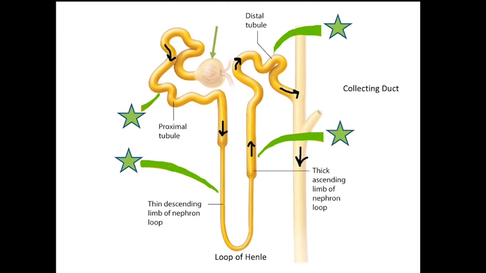As the filtrate is going through the renal tubule, as mentioned earlier, it is being changed into what will ultimately become the urine. Most of the filtrate will be reabsorbed. Once the filtrate moves into the collecting duct, it will be called urine.